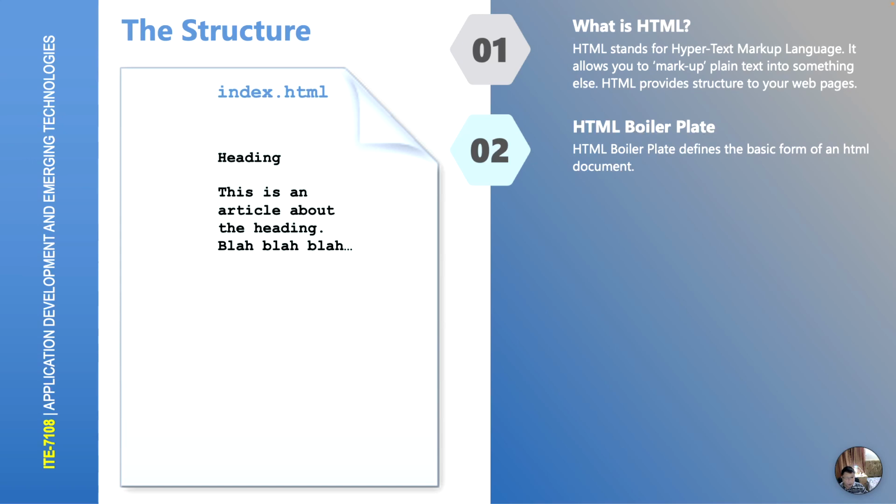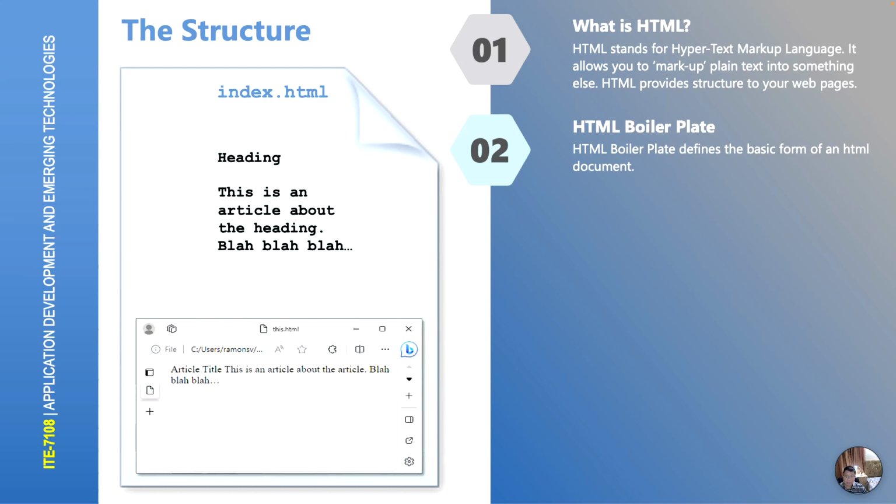As we mentioned, HTML is just a text file, so a file containing the following text will actually be rendered by the browser as follows. The text that we want the browser to render is called the content. Content is the data we want the browser to render.